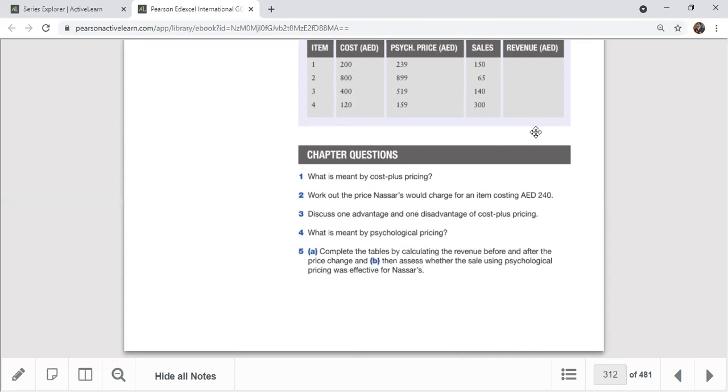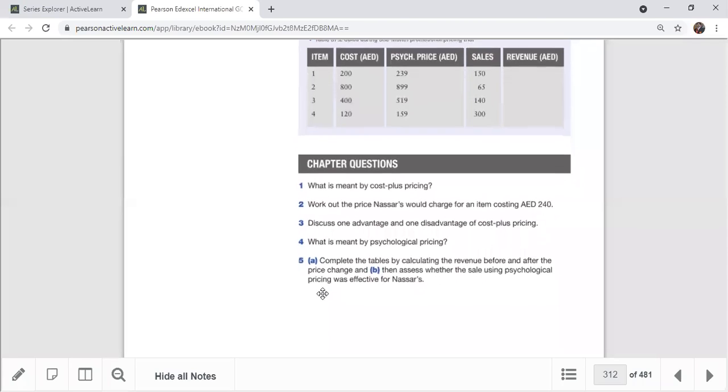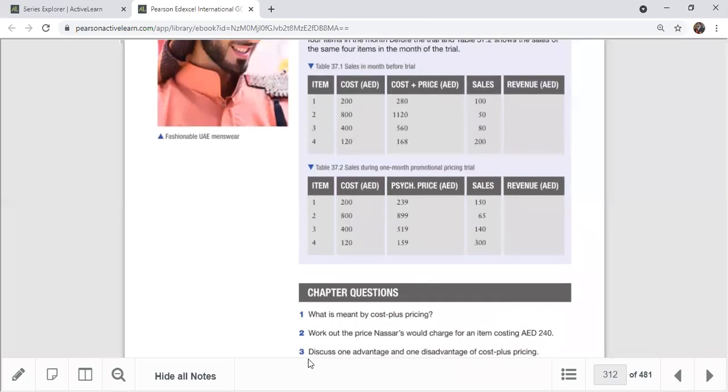You can see reducing the prices and then keeping the price in odd numbers, less than a full whole number, slightly reducing the prices. And then complete the table by calculating the revenue before and after price change and assess whether the sales using psychological pricing were effective in Nassar. Okay, this kind of question is there.